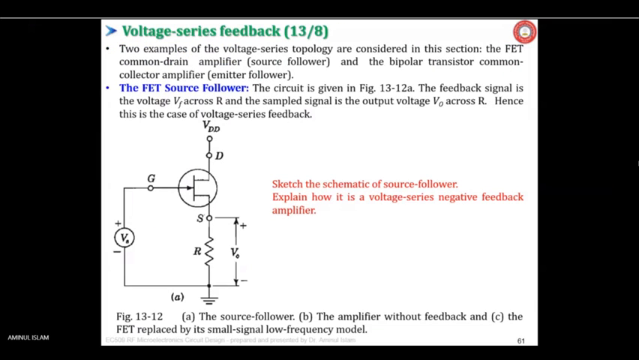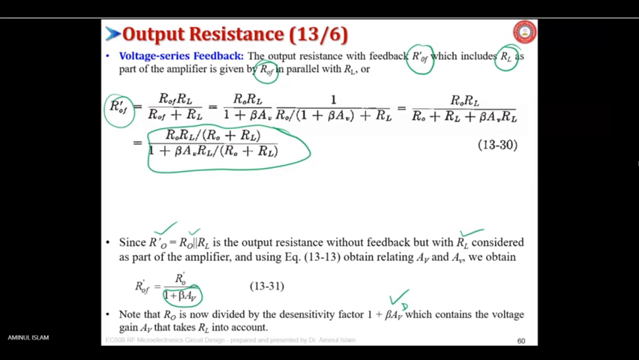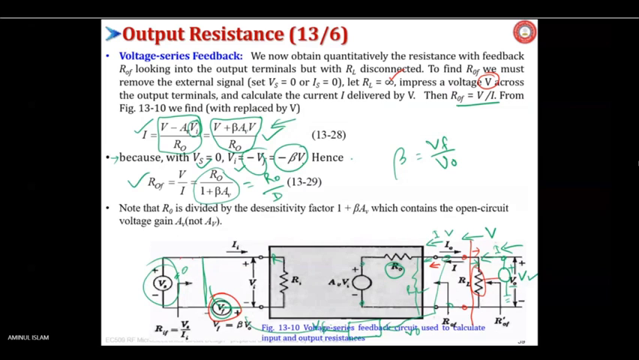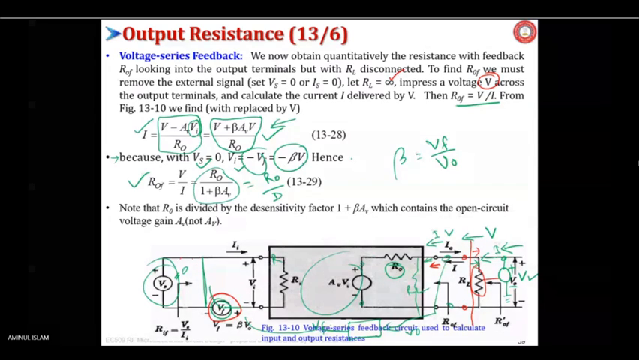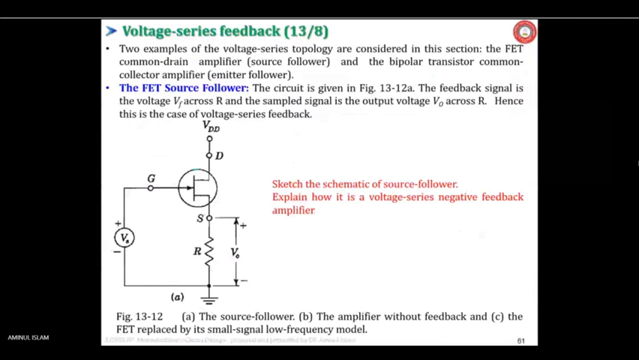Now we'll see the voltage series feedback amplifier. We have seen the block diagram and the hybrid pi model, etc. We have seen the diagrams here. This kind of model we have used and discussed. Now a real circuit we are going to use to discuss voltage series feedback.